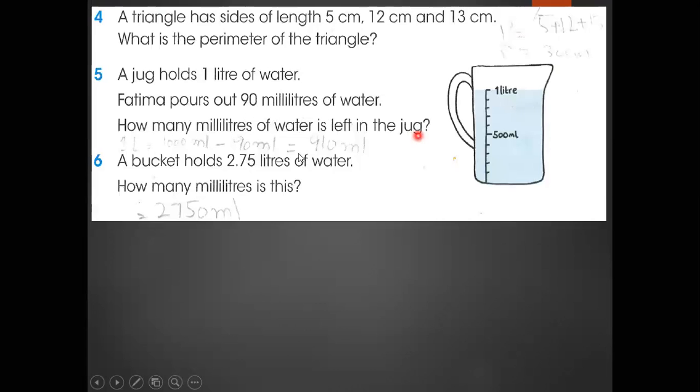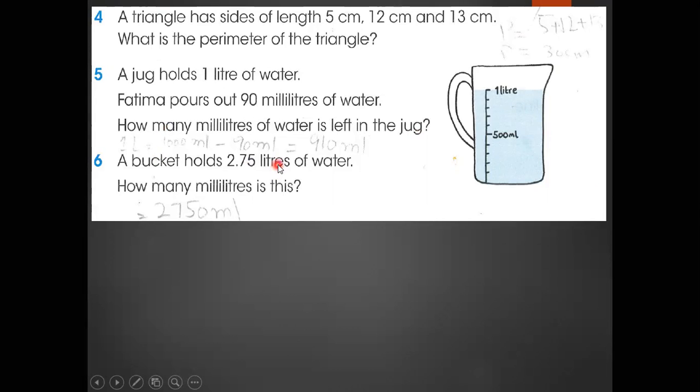Rosie has a 2 meter length of ribbon. She cut off a piece of ribbon of 65 centimeters. Before we start, you must know that 2 meters is equal to 200 centimeters. She is using 65 centimeters, so 200 minus 65 centimeters, that is equal to 135 centimeters.